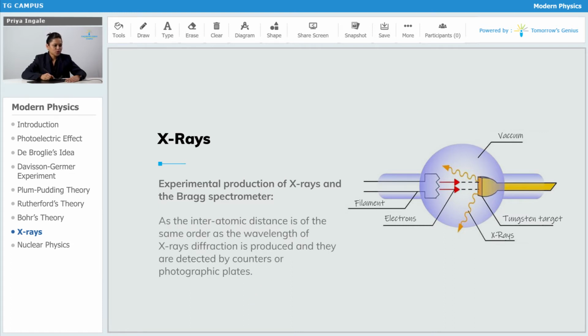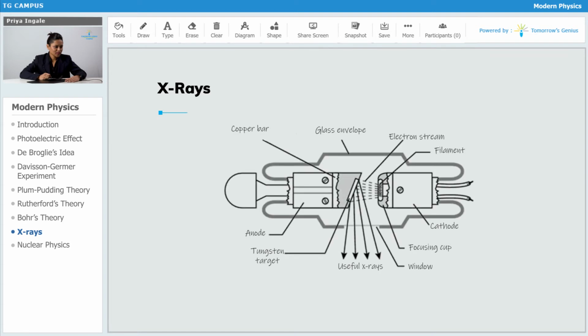Okay. So, as the interatomic distance is of the same order as the wavelength of X-ray, diffraction is produced and they are detected by counters or photographic plates. Thereafter, when they strike the crystal of lithium fluoride or diamond or quartz, of course they get scattered, and they have a specific wavelength which is of the same order as the interatomic distance. And after scattering they are detected by the detectors. So this is an arrangement where the X-rays are produced. This is called a Coolidge tube.